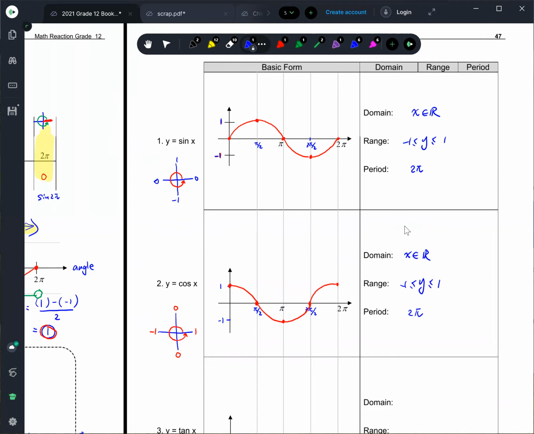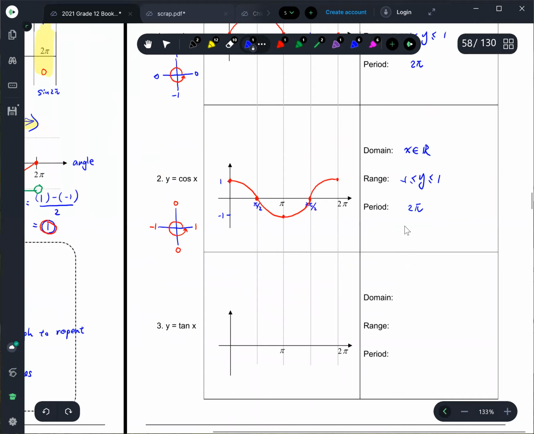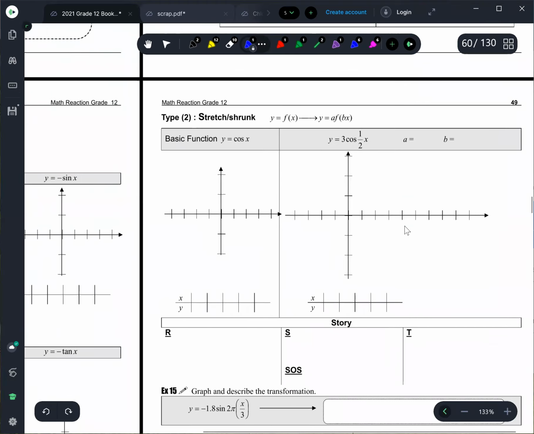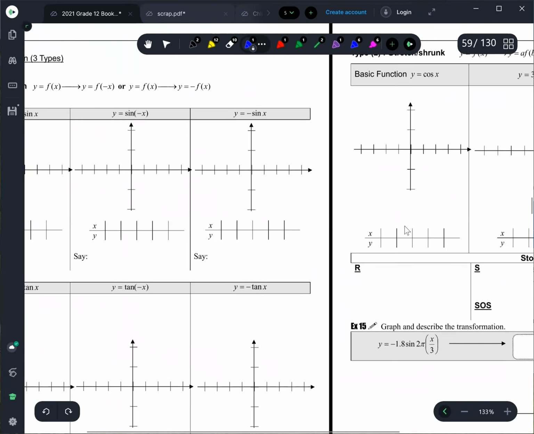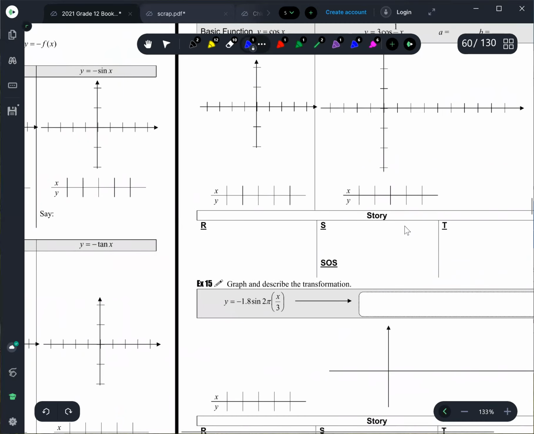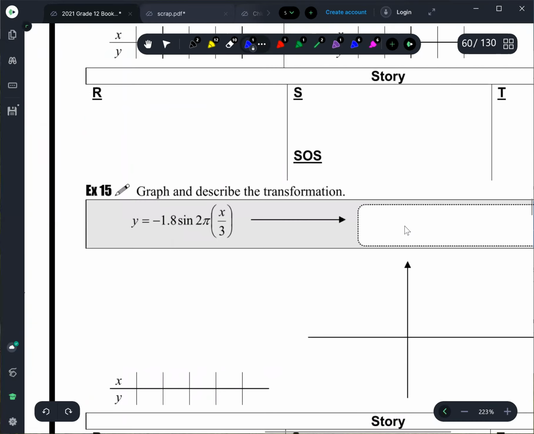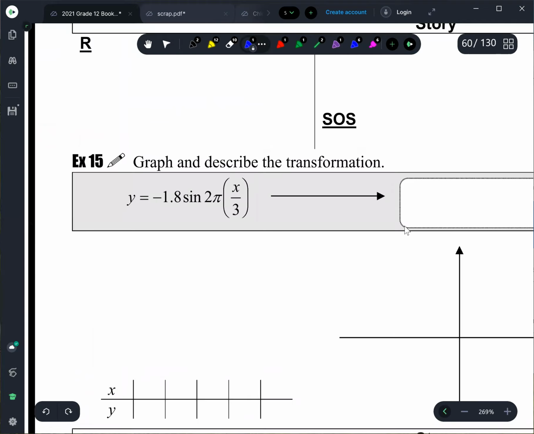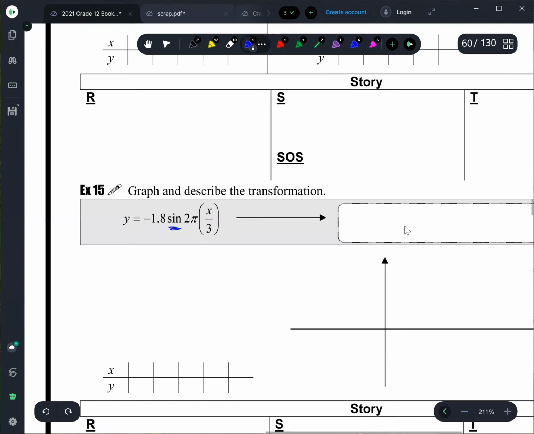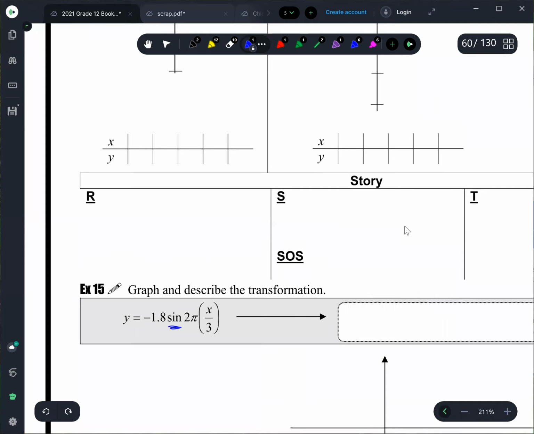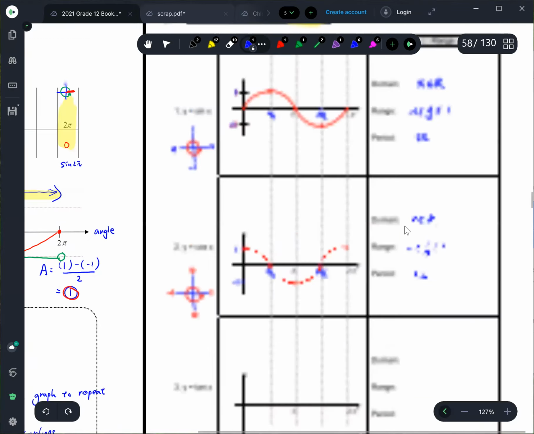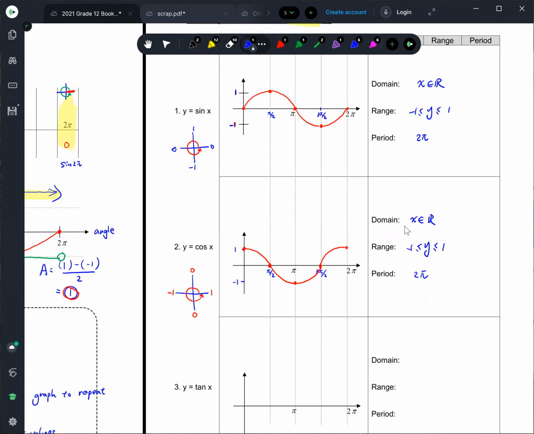We'll be studying this a lot in the next 2 weeks. Just to show you a little bit of what's ahead of you. We're going to add stuff to the equation. For example, like this. We know it's a sine, but then we'll add a 1.8, add a 2 pi, add a 3, with a negative, and we'll talk about how we get a new graph. So that's why you need to memorize the basic points.